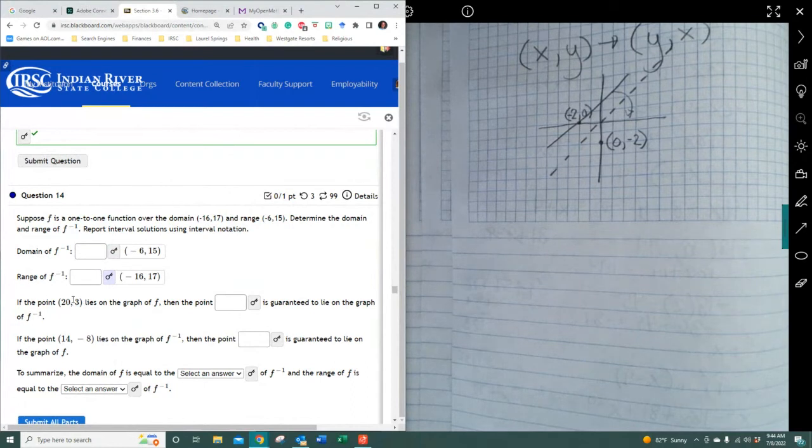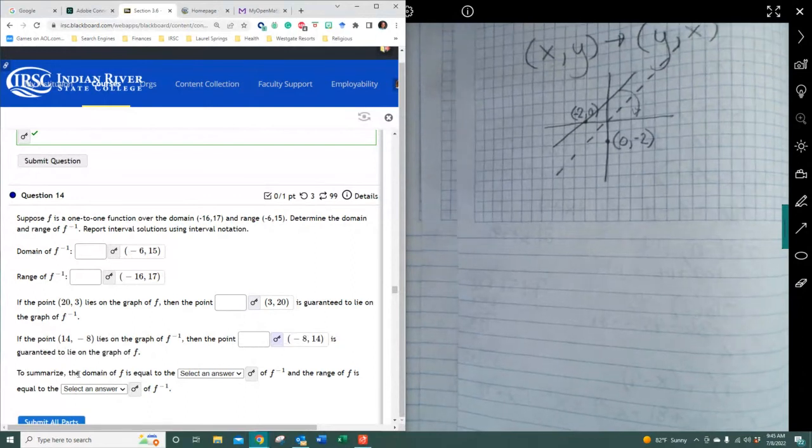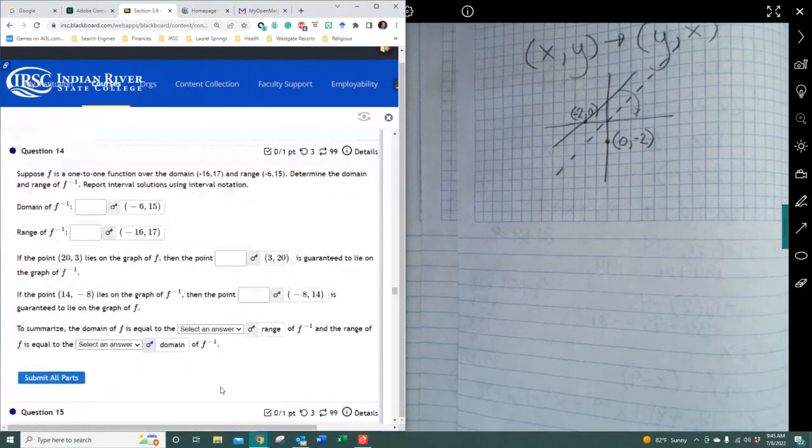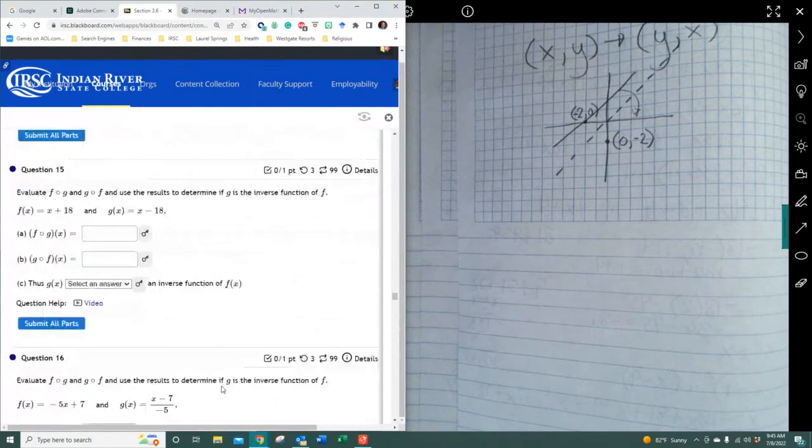All right. Now, if the point (2, 3) lies on the graph, then the point (3, 2) is guaranteed to be lying on the graph of the inverse. Now, if the point (14, -8) lies on the inverse, then (-8, 14) is guaranteed to lie on the graph of the function. Now, to summarize, the domain of f is equal to the range of the inverse, and the range of f is equal to the domain of the inverse. All right, so that's how that works.